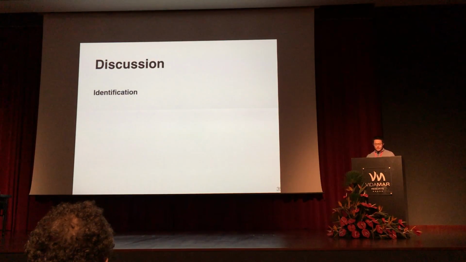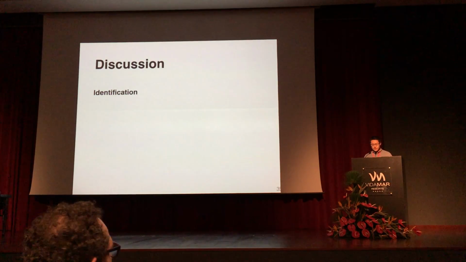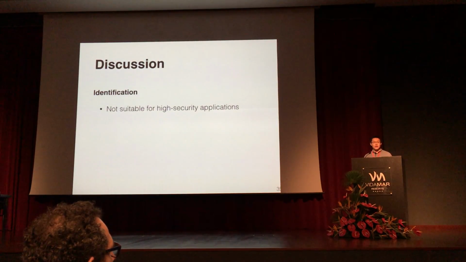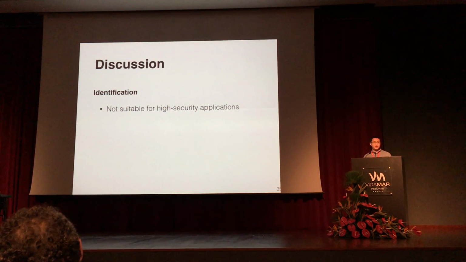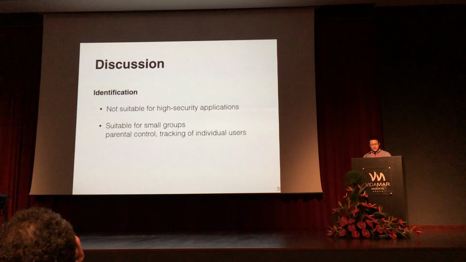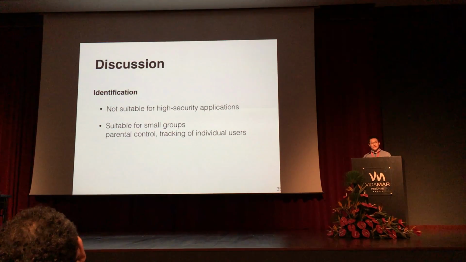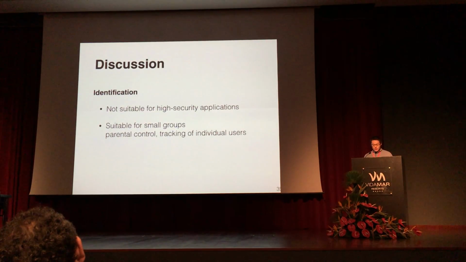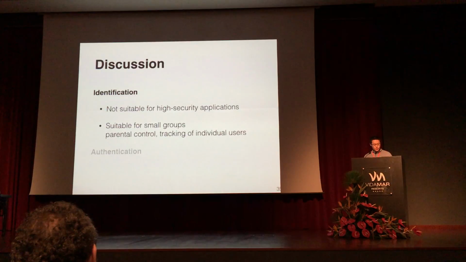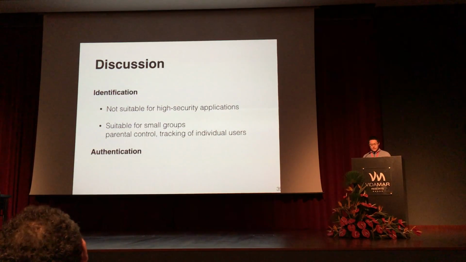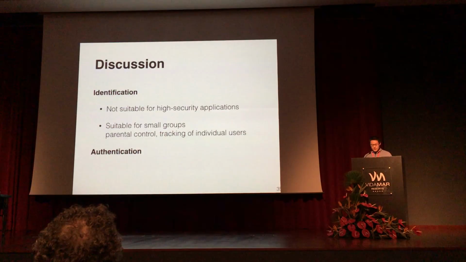For identification, with the 94% accuracy among the 20 users, CapAuth is not well suited for high security applications or user differentiation between a large group of users. However, CapAuth can accurately identify users within small groups at 98.2% accuracy, so it might be used as a simple user differentiation mechanism for shared devices, for example, parental control for a family tablet, or tracking of individual users on a shared tabletop touchscreen.